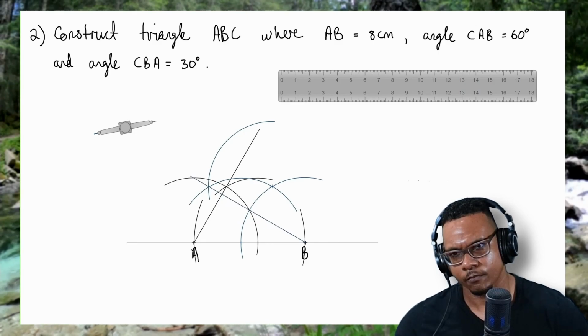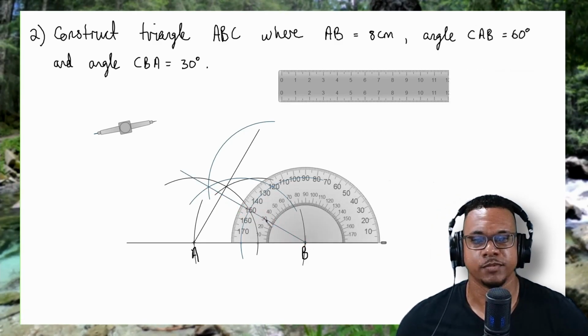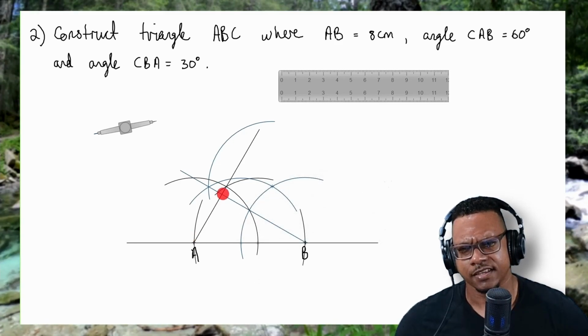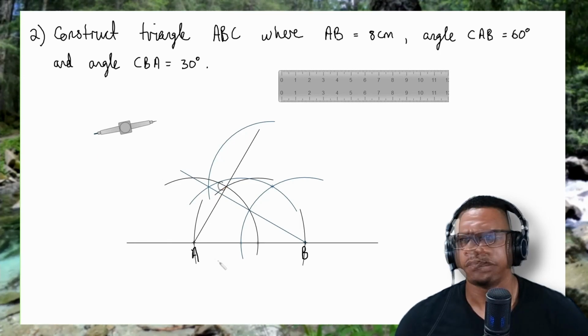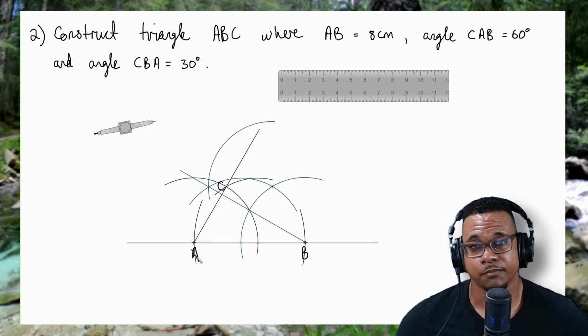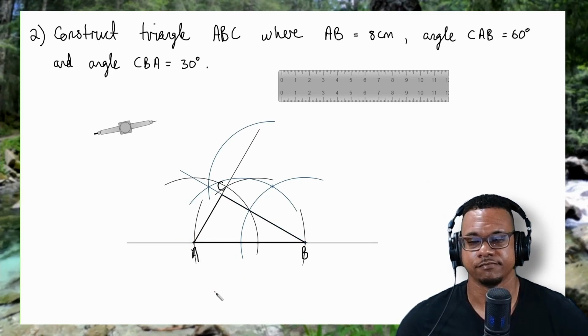And now you can see that this line here forms an angle of 30 degrees with the line AB. So where these two lines intersect here would be your point C. Now that I have my final shape, triangle ABC, I would darken my final outline. And there you have it, triangle ABC.